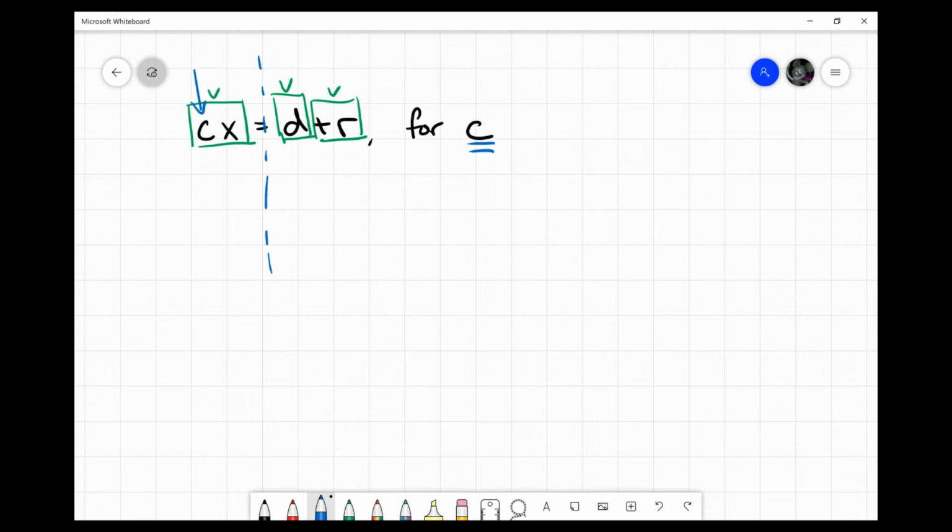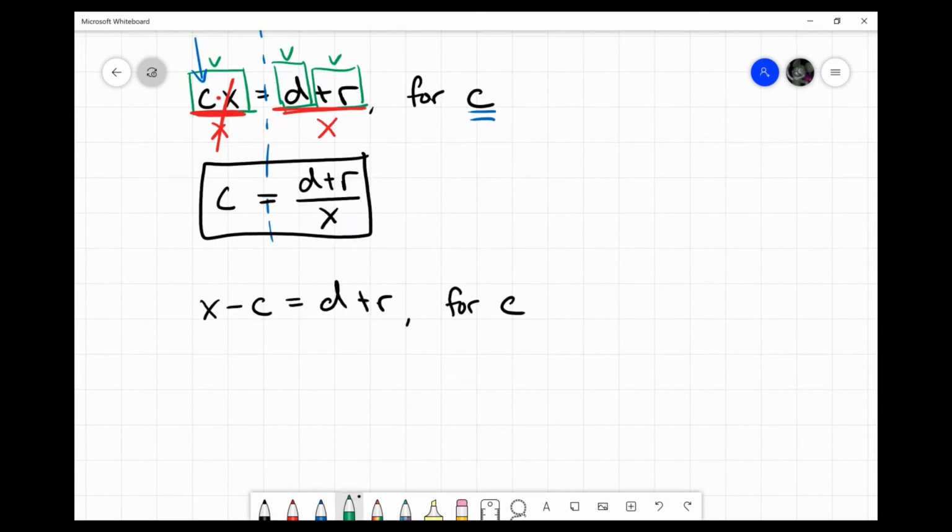I want to get c all by itself. So what is happening to the c? It's c smushed together with the x, which means that it's being multiplied. So I'm going to do the inverse. I'm doing the opposite. I'm going to divide by x, because anything divided by itself is going to be a 1. We're not dealing with 0. And if I divide the left side by x, I need to divide the right side by x as well. C times 1 divided by 1 is just c, and that will equal d plus r all over x.